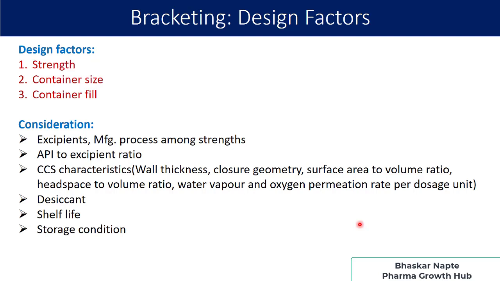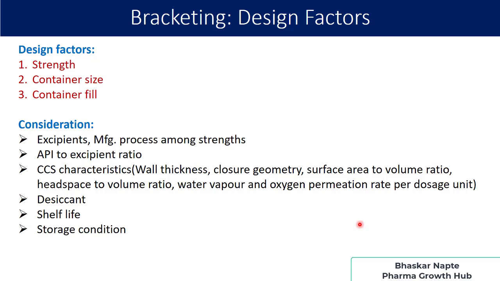The same applies to the desiccant. If you are using a desiccant for one strength and not using it for another strength, then that cannot be an apple to apple comparison, and you cannot consider that during a bracketing design. Make sure that if there is a desiccant present in one strength in one pack, it must be present in the other packs too.